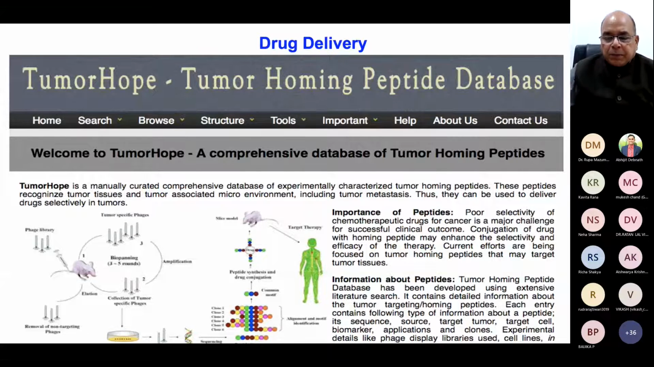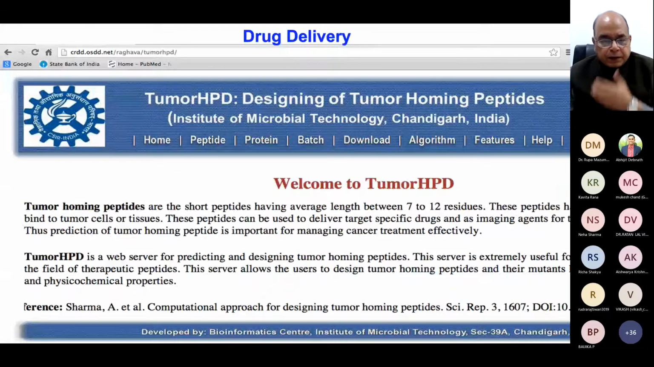And we collected and compiled this database, so you can use it. As well, a prediction method is there, so you can predict whether a particular peptide is tumor homing or not.